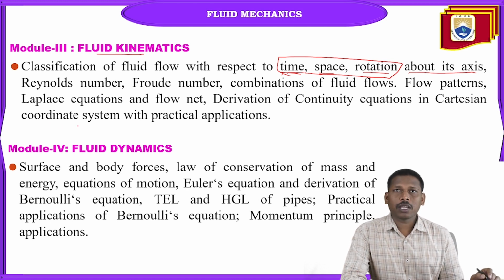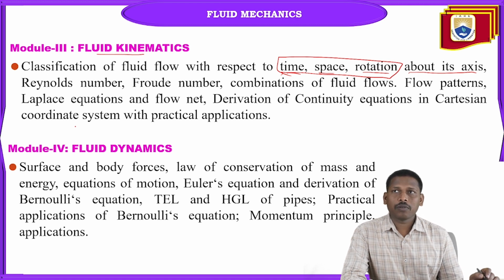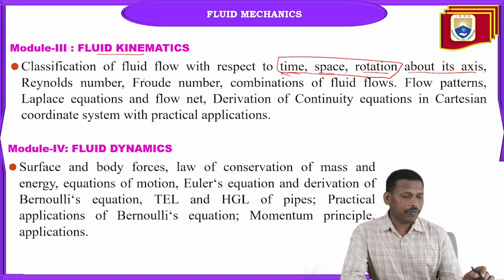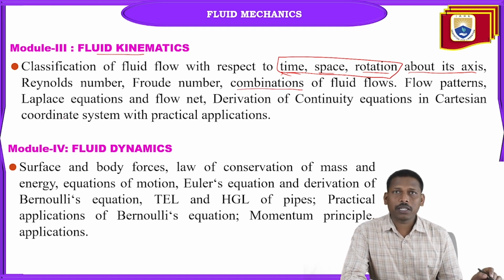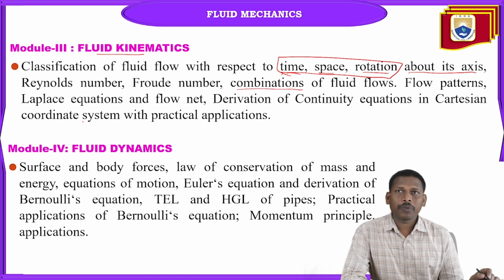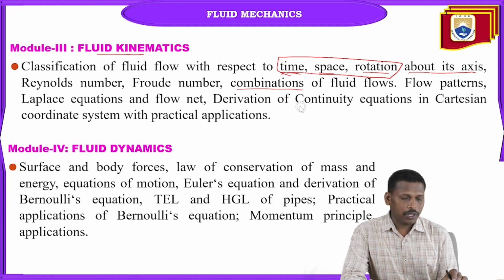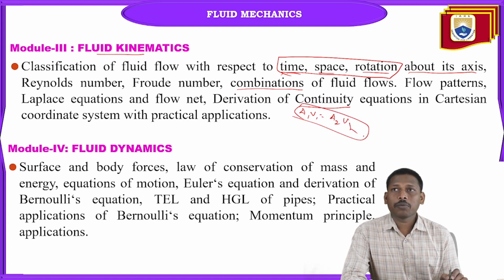And along with that, the Reynolds number, Froude number, and the combinations of the various flow classifications, we will discuss in this. And the flow patterns, Laplace equation, and flow net, derivation of the continuity equation, as we discussed. The continuity equation is like A1 V1 equal to A2 V2. So this is the basic equation. Then the derivation of this equation also we will discuss in this particular module.